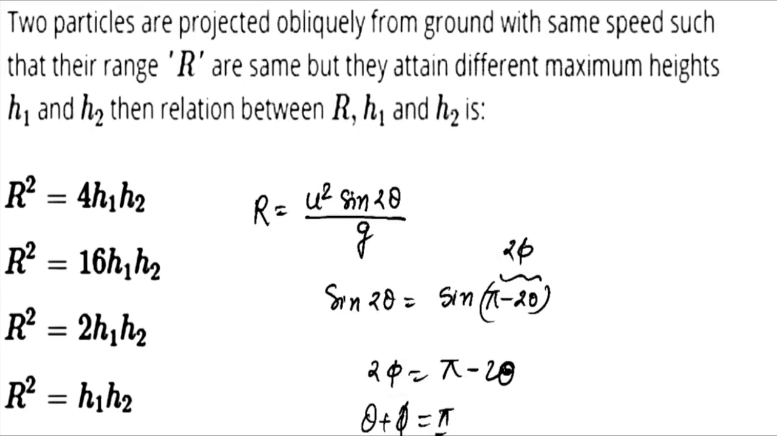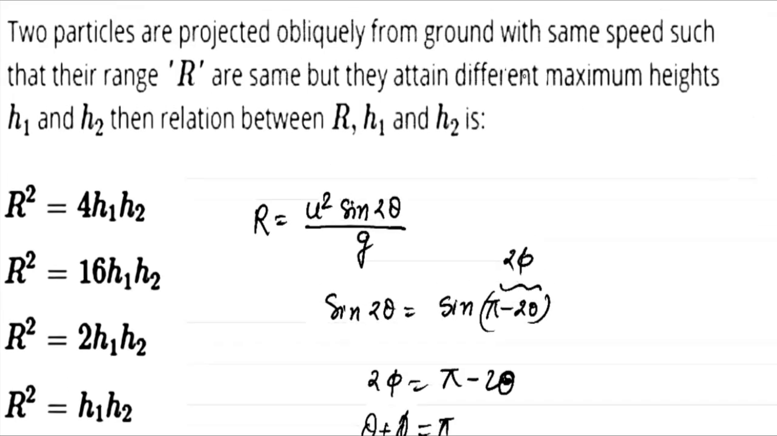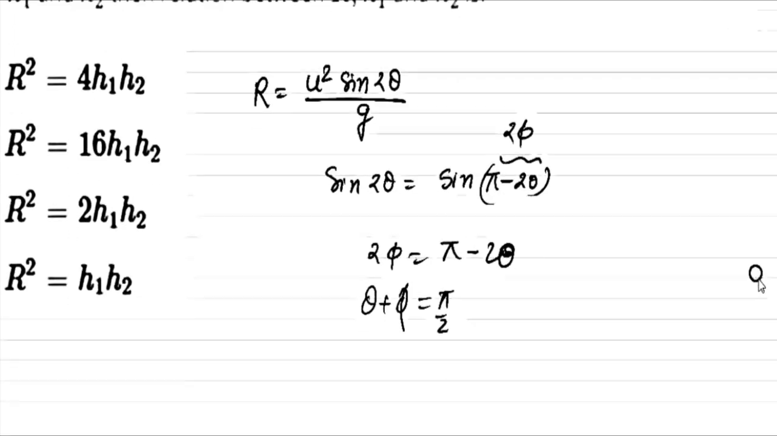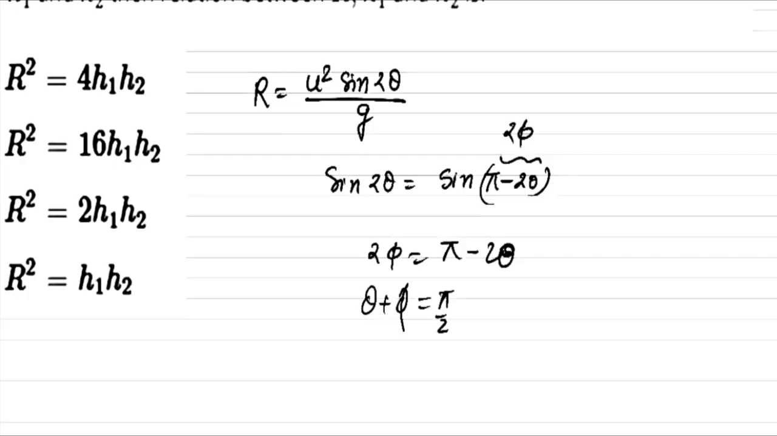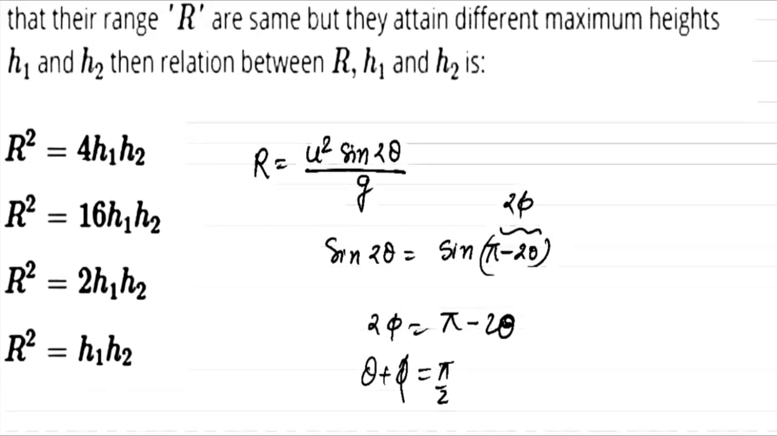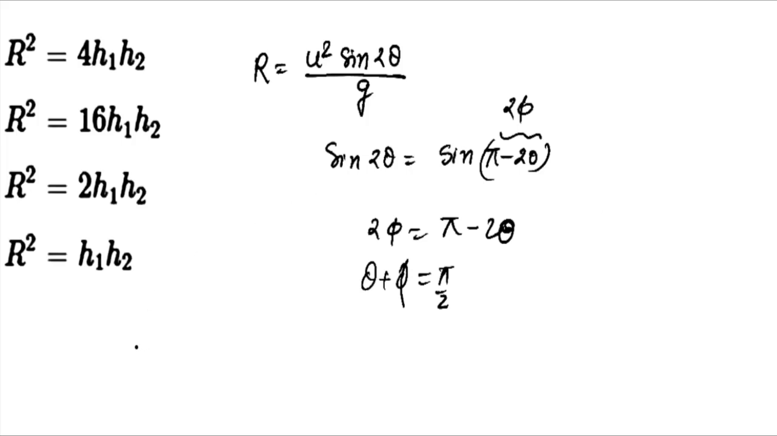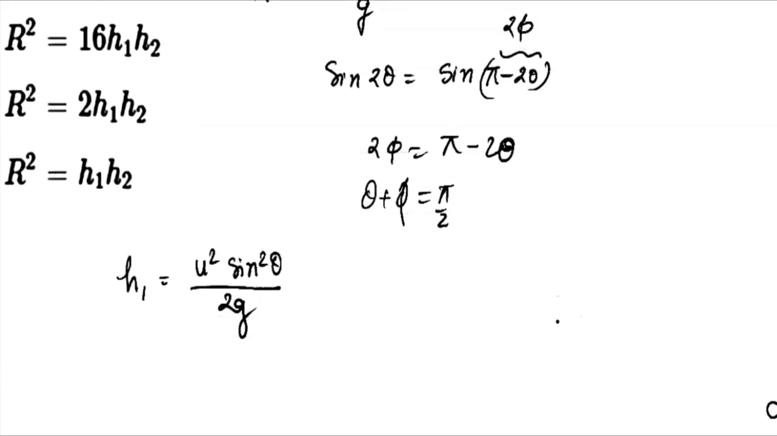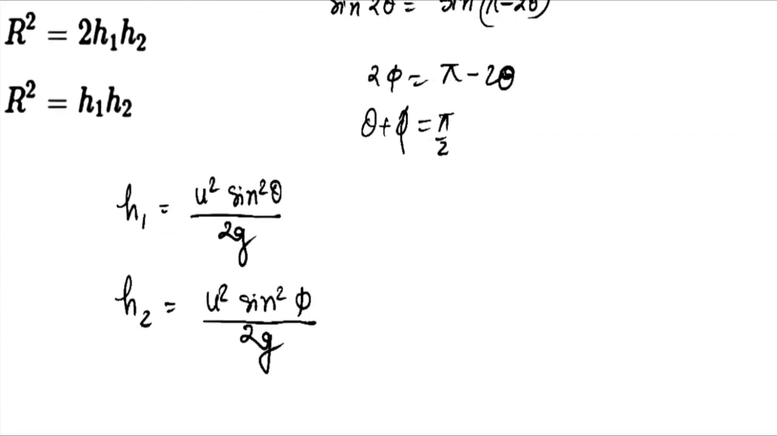So it is said in the question that the two particles have the same range when projected with the same speed, right? Then here θ + φ will be equal to 90 degrees. So let's talk about the maximum height reached by the particle. For particle 1, it will be h1 = u² sin²θ / 2g, and another particle is projected at an angle φ, so I will write h2 = u² sin²φ / 2g. Simple. Now we have to find the relation between the two, right?